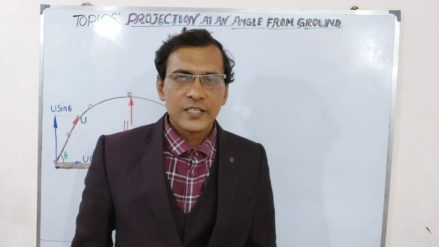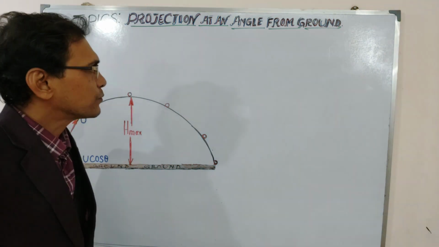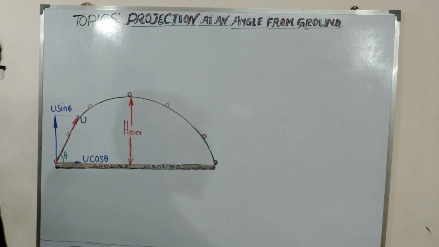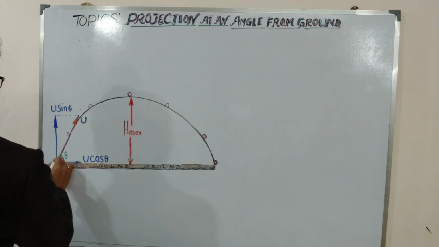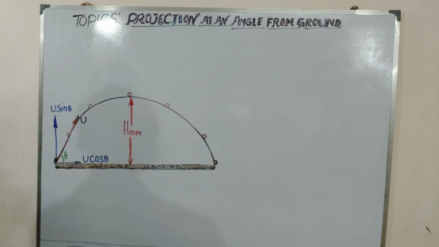Today in this class I will discuss projectile motion, projection at an angle from the ground. Now suppose this is a ground. A body here is projected at an angle theta with the ground with velocity u.